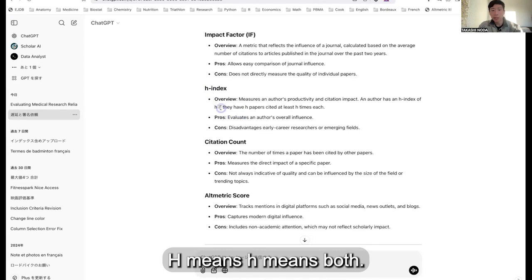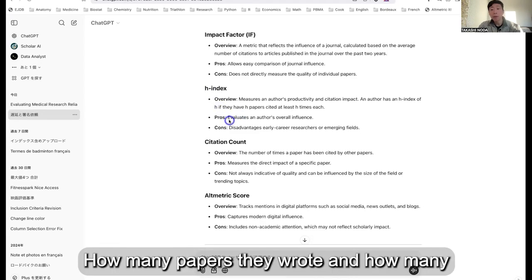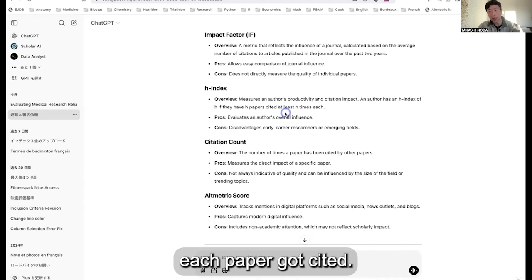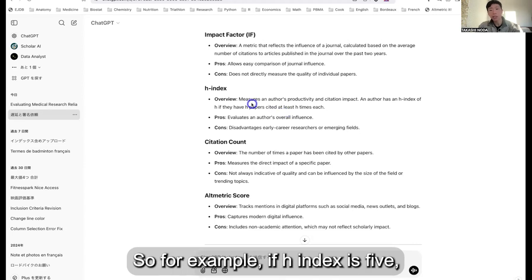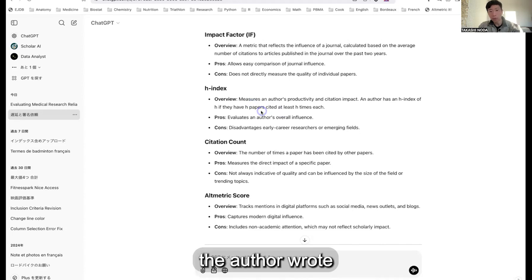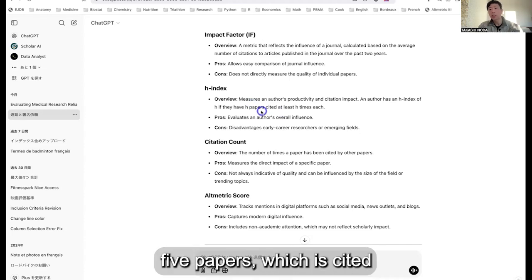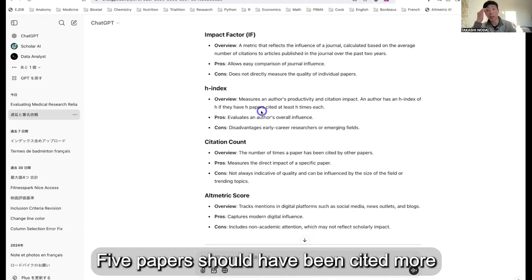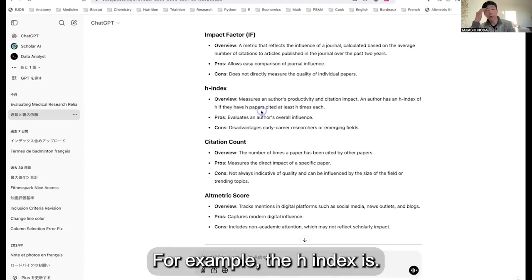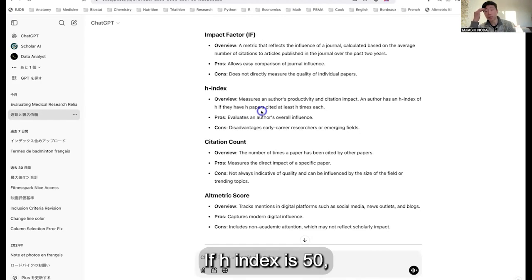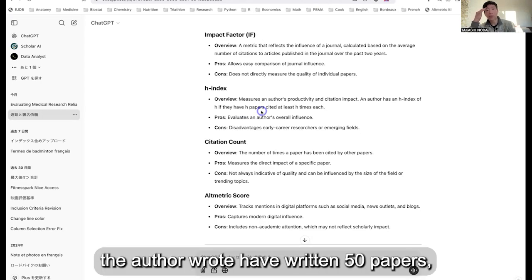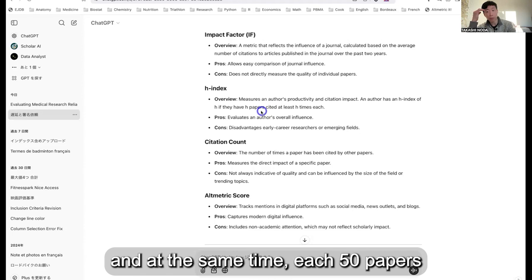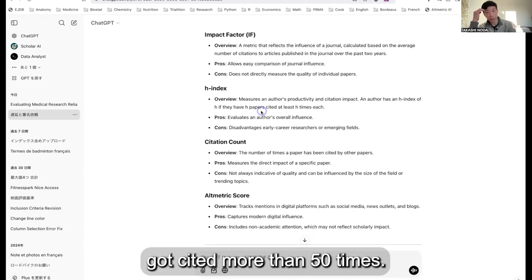The H index means both how many papers they wrote and how many times each paper got cited. For example, if the H index is 5, the author wrote 5 papers, each of which has been cited more than 5 times. If the H index is 50, the author has written 50 papers, and at the same time, each of those 50 papers got cited more than 50 times.